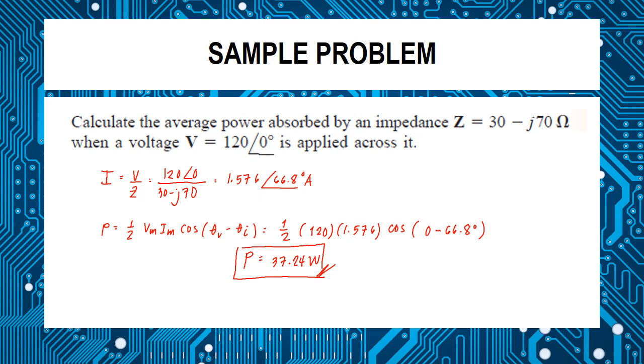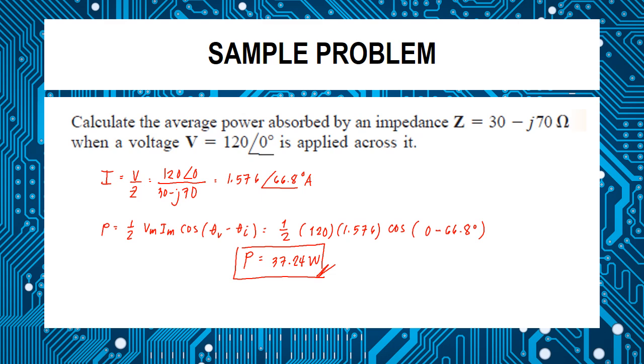Next problem, we have to calculate the average power absorbed by an impedance Z is equal to 30 minus j70 ohms when a voltage V is equal to 120 angle 0 is applied across it. So in order for us to solve for the average power, we have to solve first the current. So I is equal to V over Z. Our V is 120 angle 0 divided by 30 minus j70. So this is equal to 1.576 angle 66.8 degrees amperes.